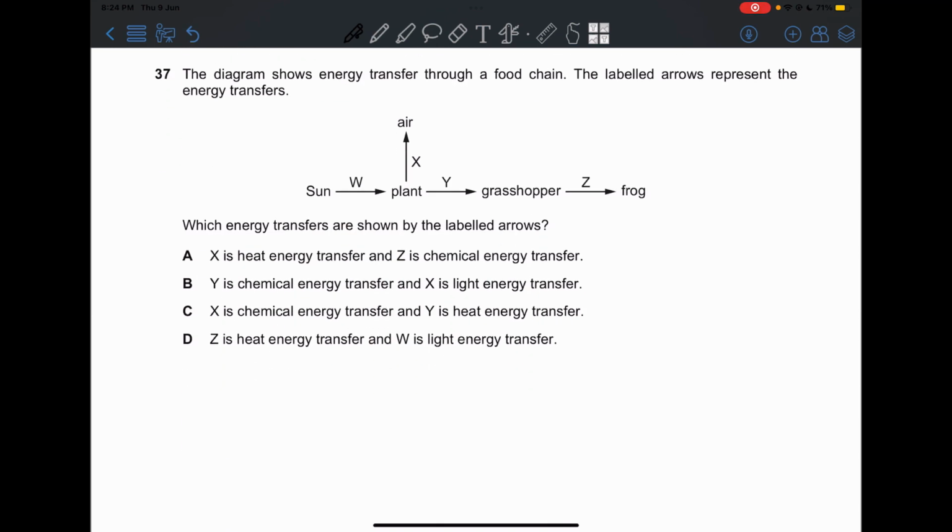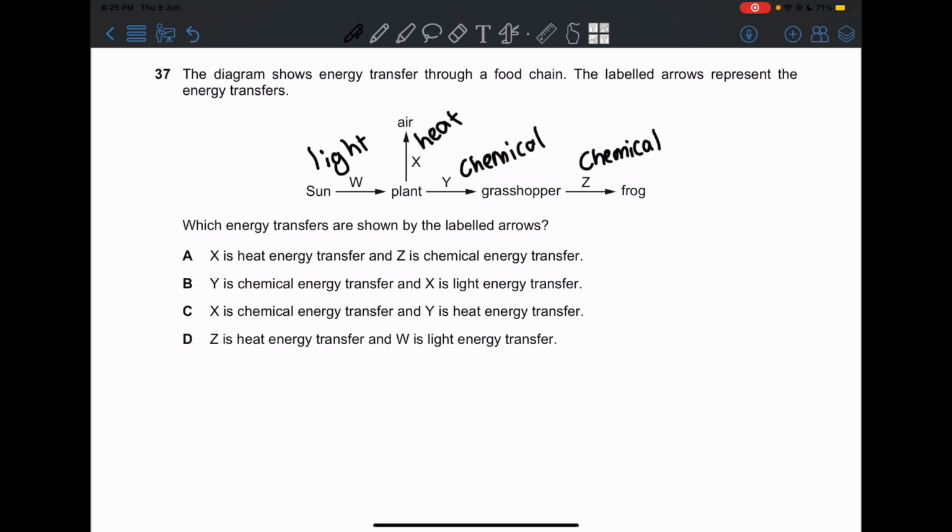37. The diagram shows energy transfer through a food chain. The labeled arrows represent the energy transfers. Which energy transfers are shown by the labeled arrows? Now, we know that X is going to be heat energy, and W is going to be light energy, and this is going to be chemical energy. Between Y and Z, it's going to be chemical as well here.